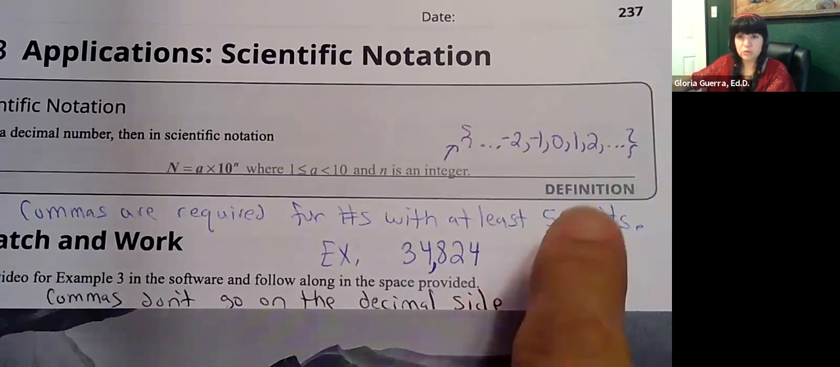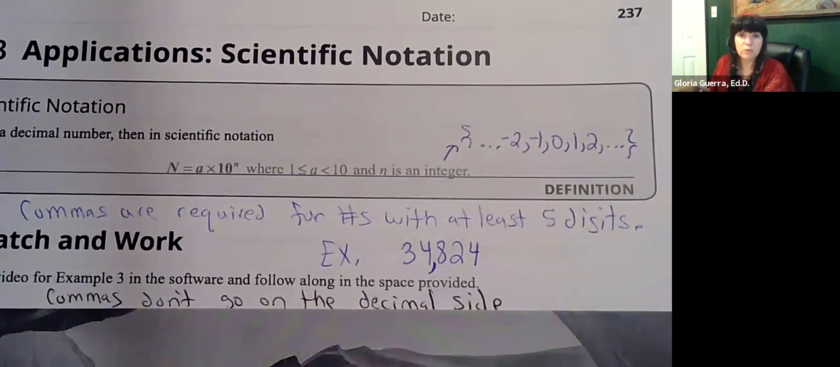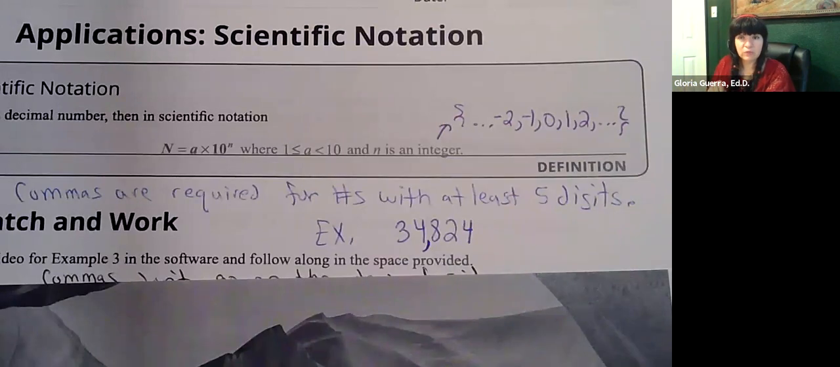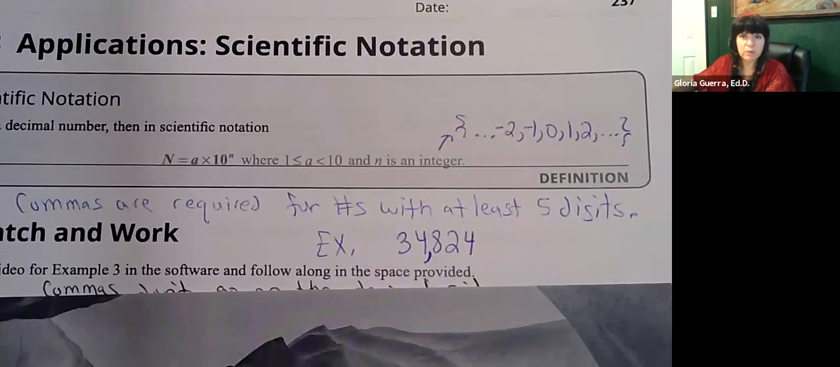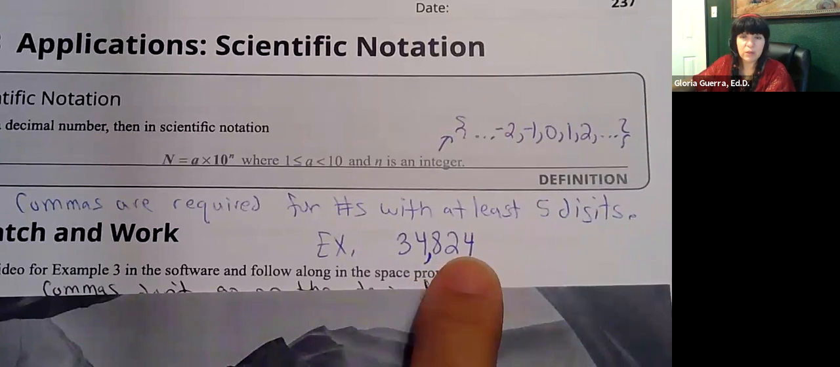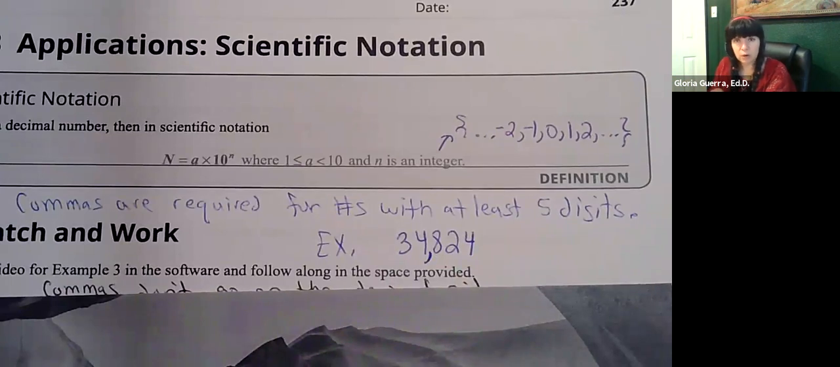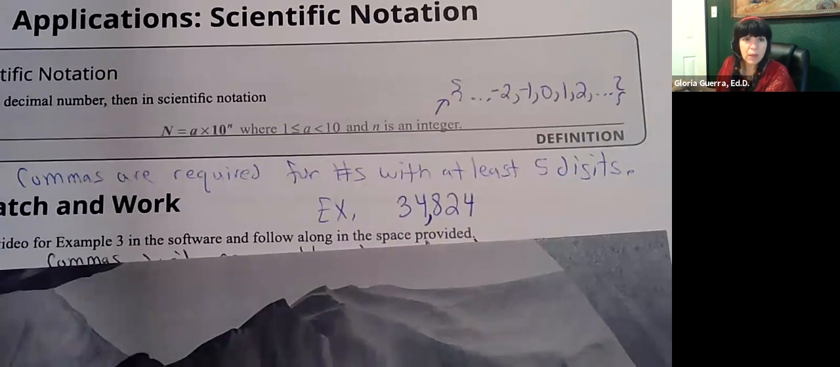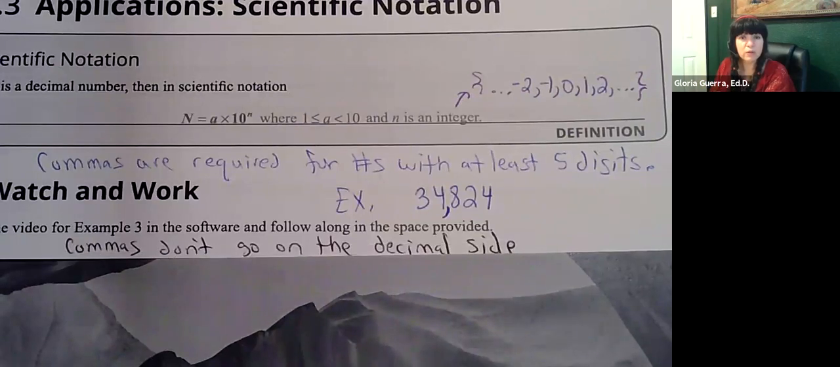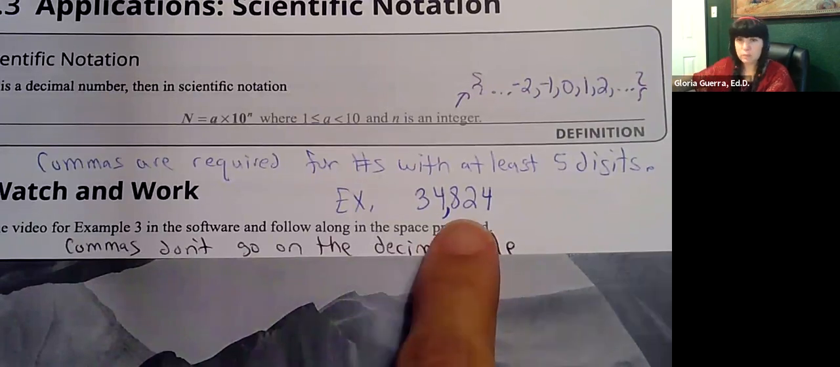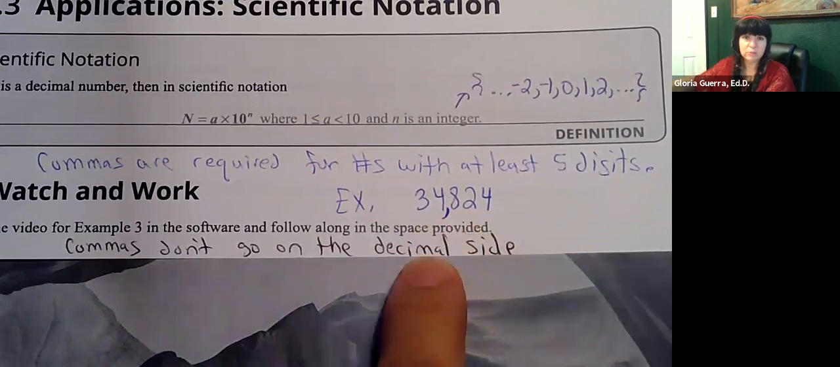And here are examples of integers. Okay. And commas are required for numbers that have at least 5 digits. So here's an example of a number, 34,824. If you count 1, 2, 3, 4, 5, it has 5 digits. So commas are required for numbers that have at least 5 digits. So these are a couple of things we're going to practice in this section. And notice commas don't go on the decimal side. So if you think of a place value chart, we put commas on the counting number side, but not on the decimal side.